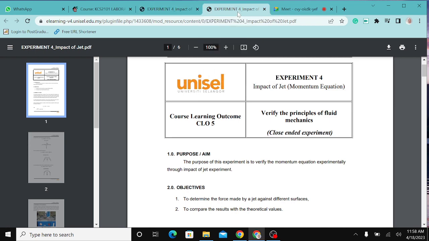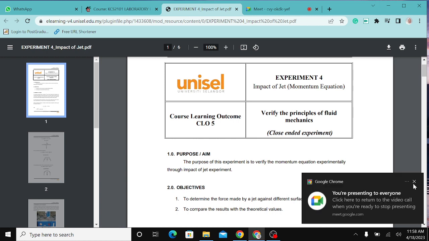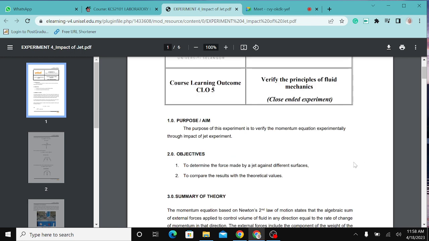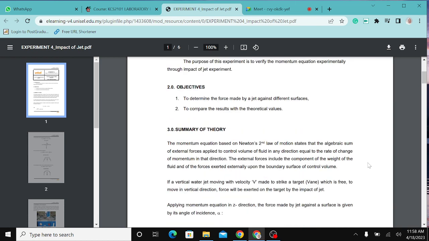Okay, experiment number 4. Impact of jet. So this is impact of jet using momentum equations. The experiment is to verify the momentum equation experimentally through impact of jet experiments. Two objectives: determine the force and then compare the result. The result kena compare dengan actual value ataupun theoretical value.